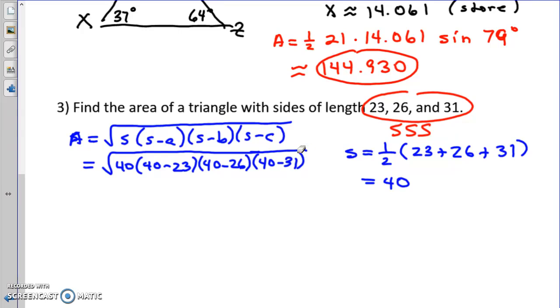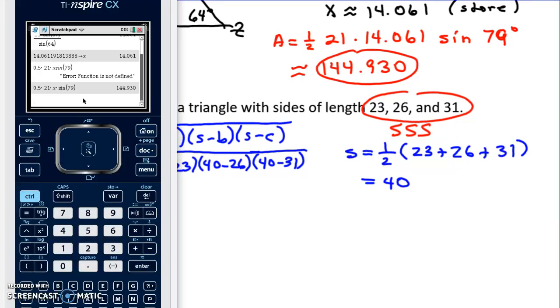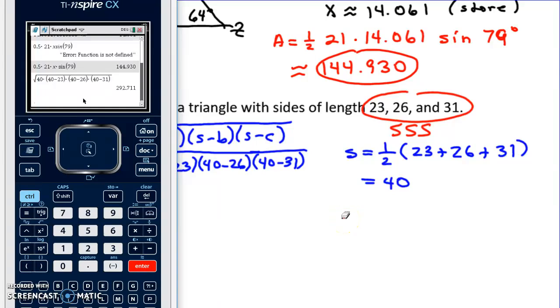So now we just need to type in exactly what we see there, which is the square root of 40 times open parentheses 40 minus 23. And then next set of parentheses, 40 minus 26. Next set of parentheses, 40 minus 31. And then just press enter, and our area is 292.711.